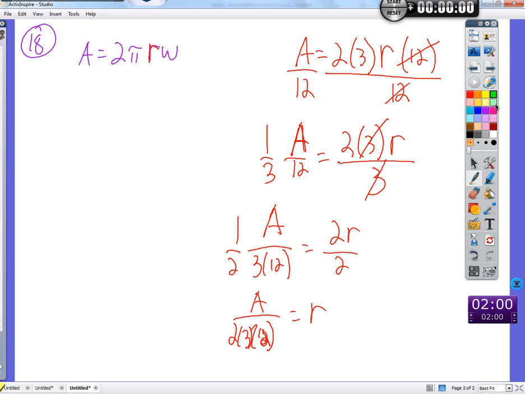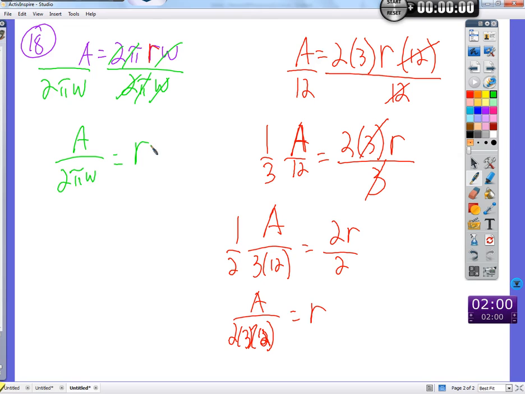Okay. So, if we want R, we don't want all that other stuff, how do we cancel that stuff out? Divide by all of it at once? Let's see, let's try that out. Divide by 2 times pi times W. Well, this 2 is a factor, pi is a factor, W is a factor of the denominator. Is 2 a factor of the numerator? Yeah. Is pi a factor? Yeah. W a factor? 2, pi, W, and because this was equal to start with, we need to divide by 2 pi W on the other side. A over 2 pi W equals R.